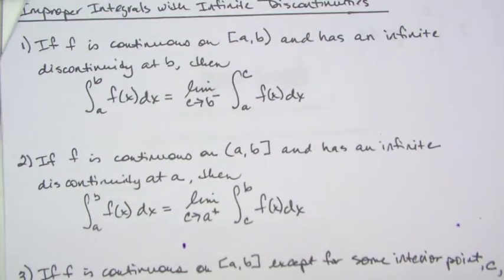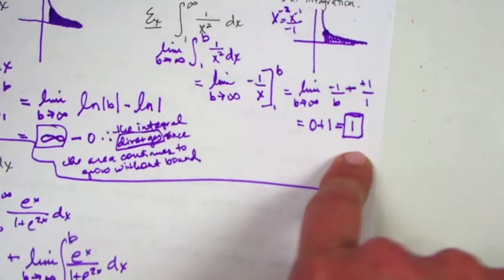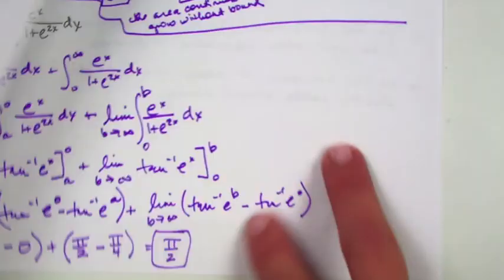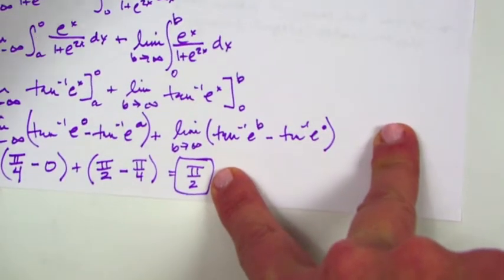Nope. So which one of these examples converges? Any of the ones where we got finite limits. So that one converged. This one converged to 1. This one converged to pi halves.